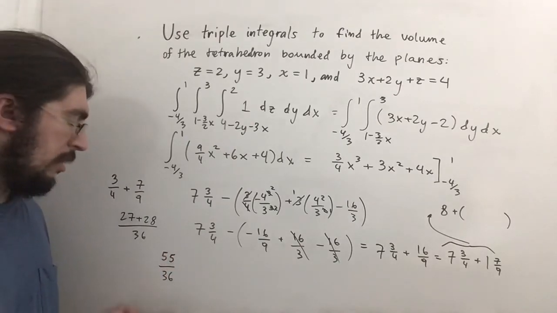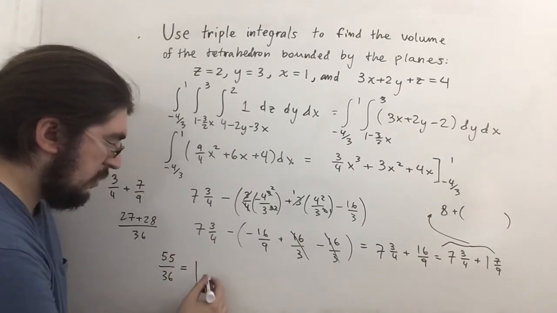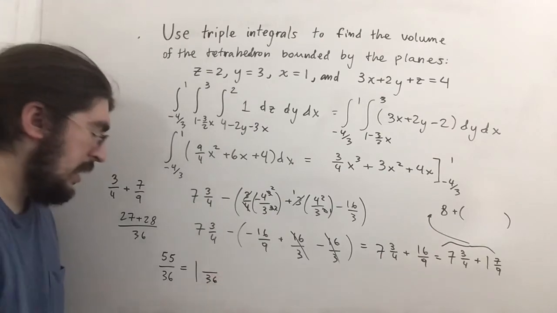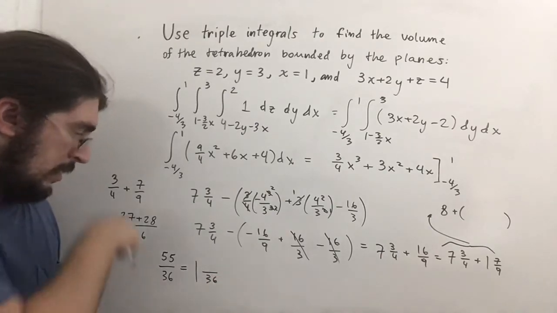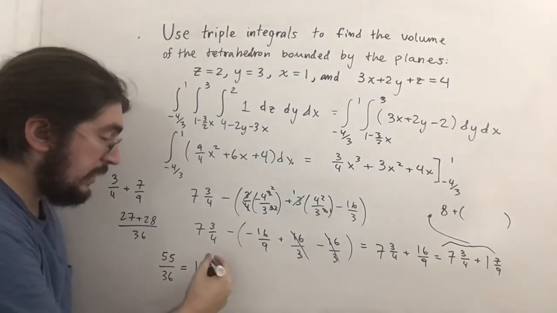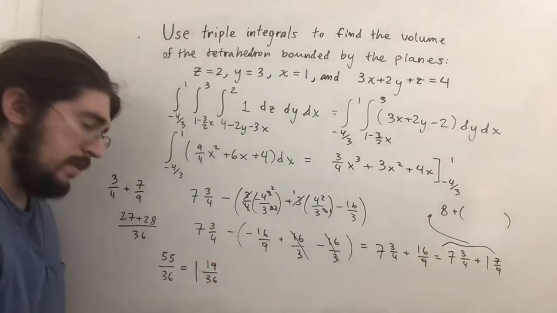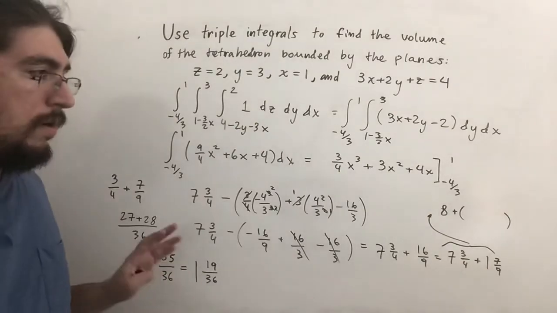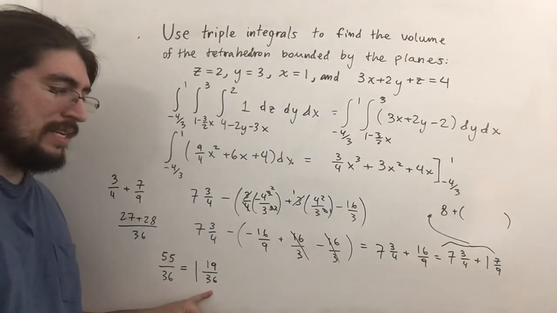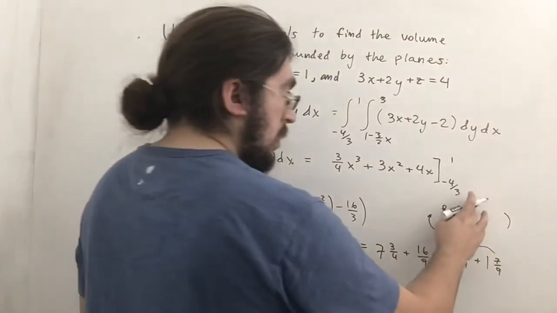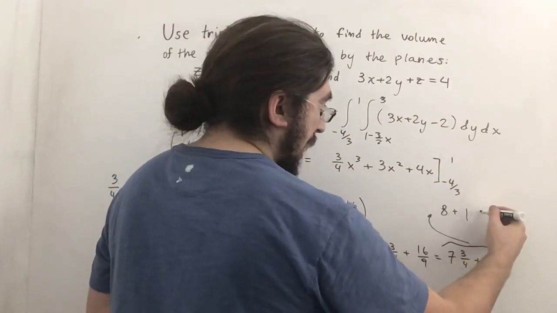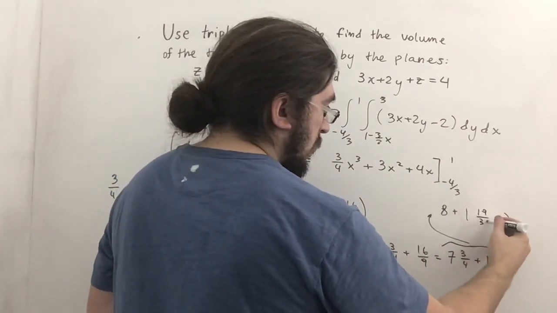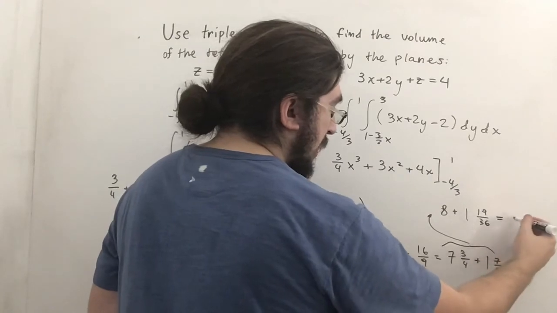Perfect. Now, of course, this is a mixed number itself. This is 1 and something over 36. And in fact, it's just the difference between them. Okay, so what's the difference between 55 and 36? It's 19, I think. Yeah, that checks out. And now, if you add this 1 and 19 over 36 to 8, we get our answer finally, which is 9 and 19 over 36.